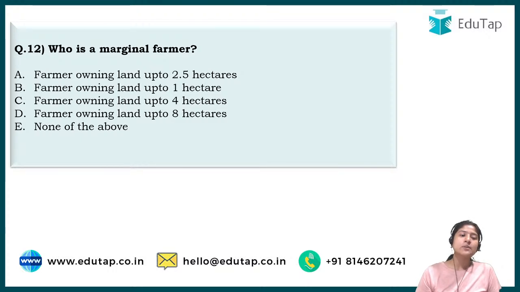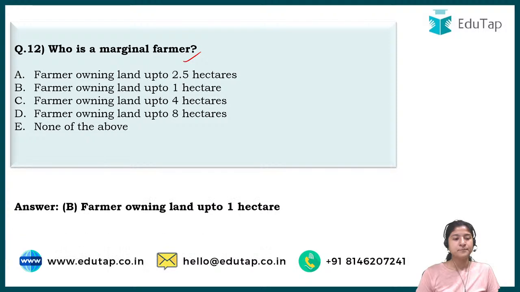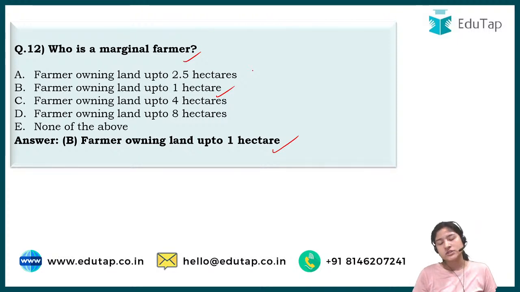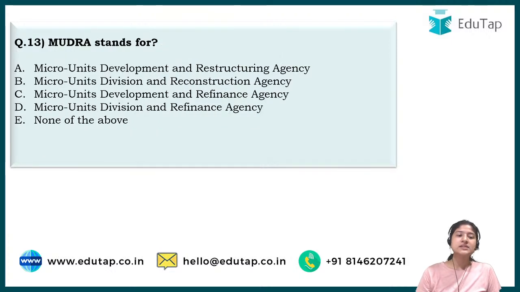Next is, who is a marginal farmer? When do we say that a farmer is marginal? Alright. So the correct answer to this is option number B, that is farmer owning land up to 1 hectare. If a farmer owns land up to 1 hectare, we will say that he is a marginal farmer. Okay. Next is, Mudra stands for.